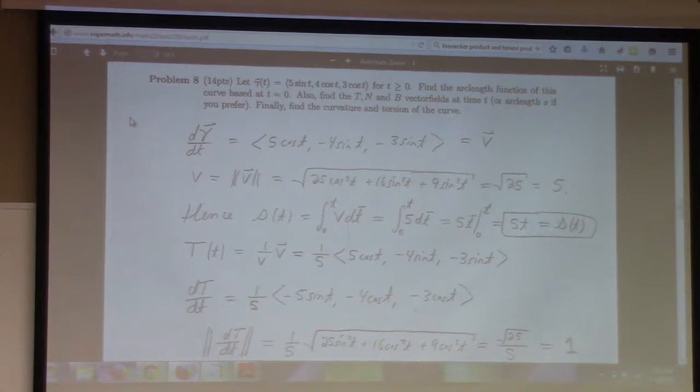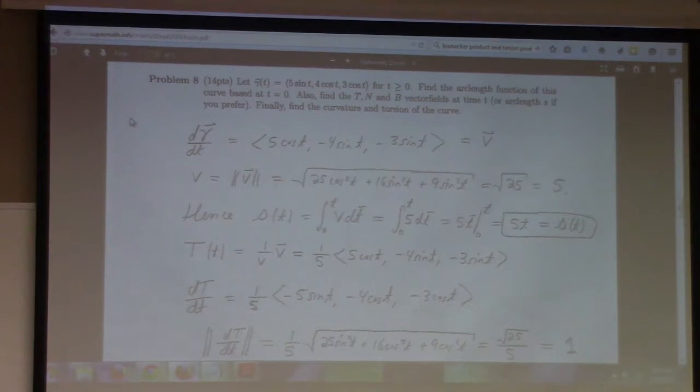But oh, wait a minute. No, it's not. What am I talking about? This is something else. As I look at this curve, I notice that y squared plus z squared is going to give me 25 cosine squared. But if I look at x squared, I get 25 sine squared. So 25 sine squared plus 25 cosine squared is 25. In other words, x squared plus y squared plus z squared is equal to 25. This is a curve on a sphere.